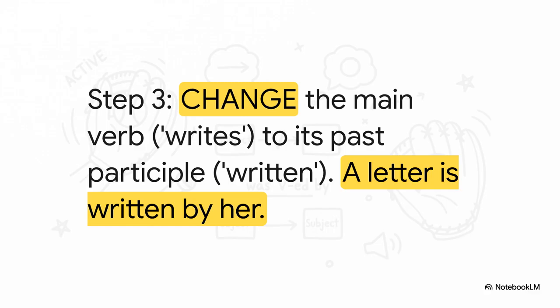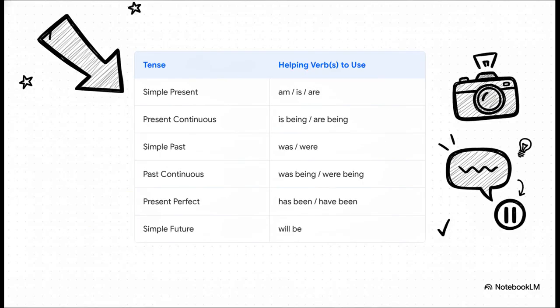And for the final touch, we do step 4 and add by right before our original subject. And there you have it. Our new passive sentence is, a letter is written by her. See? Not so bad.